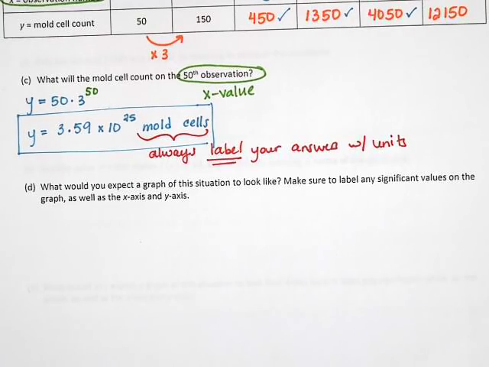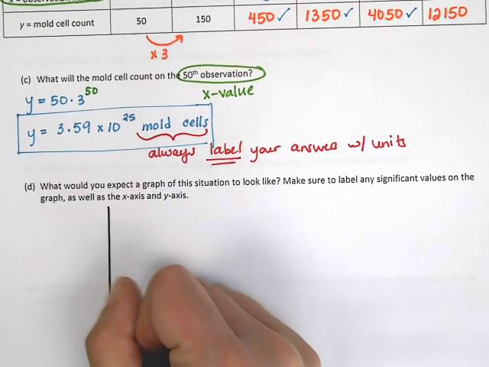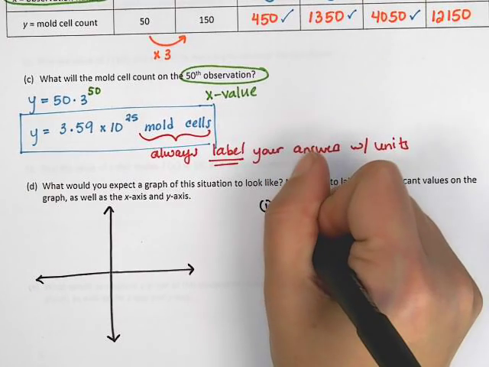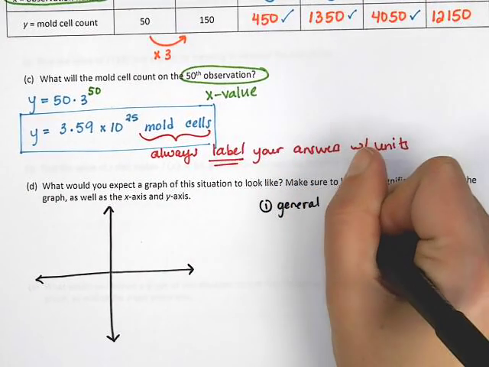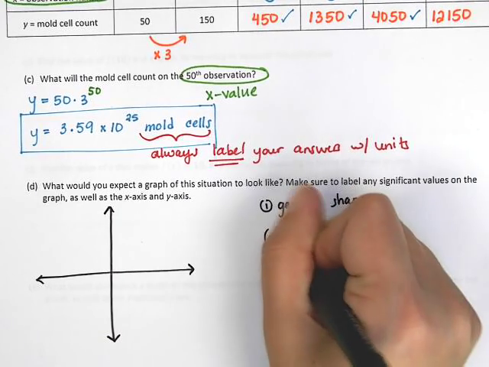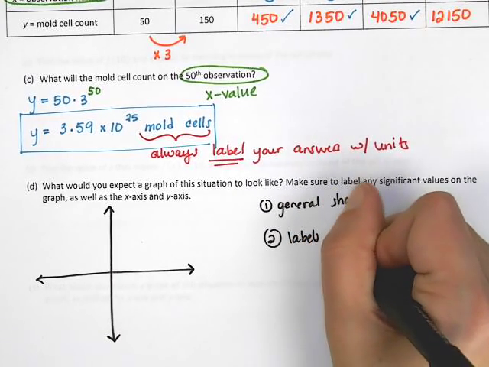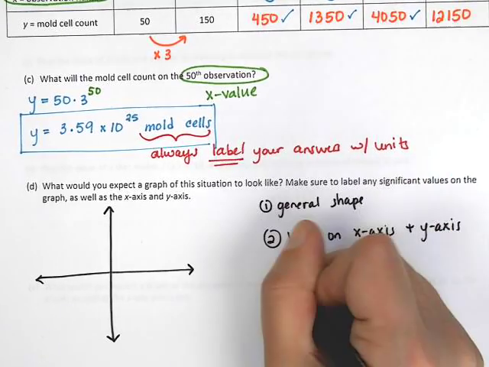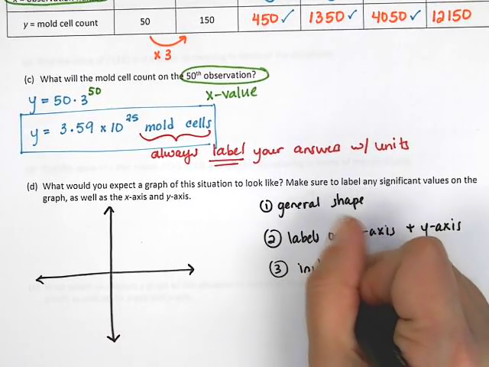For part D, it says, what would you expect a graph of this situation to look like? Make sure to label any significant values on the graph, as well as the X and the Y axis. Now, when I say what would I expect a graph to look like, I'm not asking you to give me a super detailed picture. I'm really just asking you for a few things. When I draw this, I'm going to be asking you for, number one, a general shape. Number two, labels on the x-axis and on the y-axis. And number three, the initial value should be labeled.